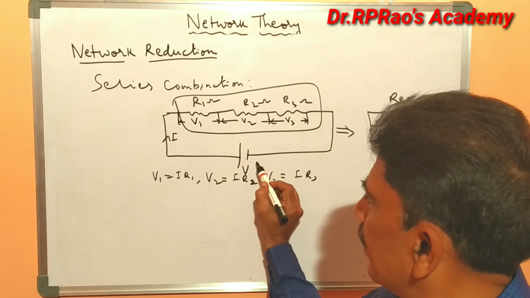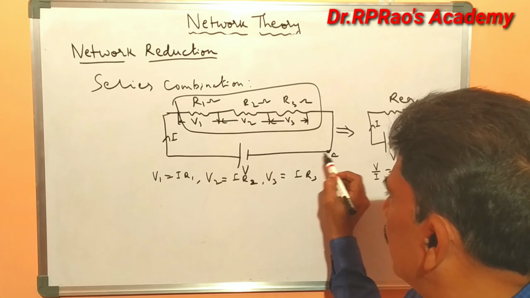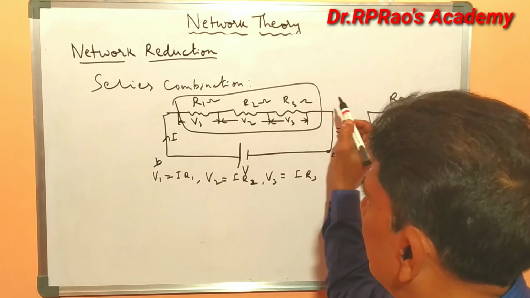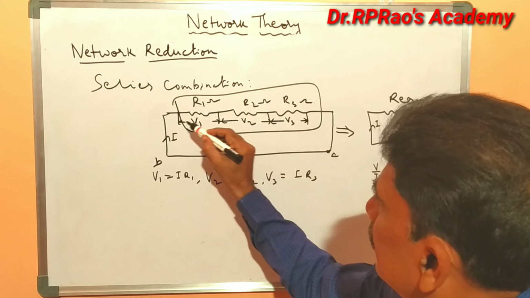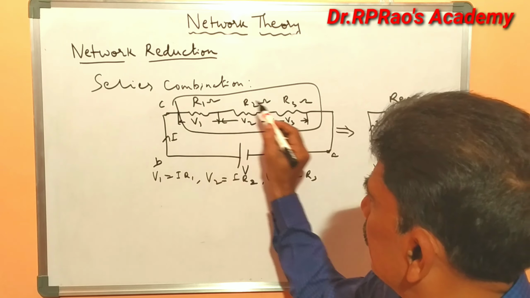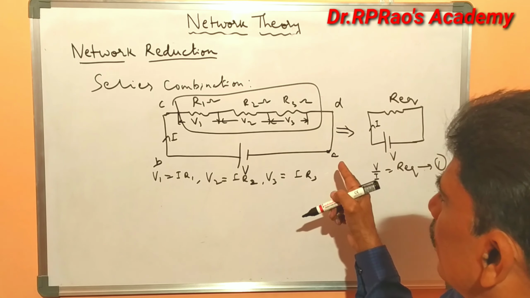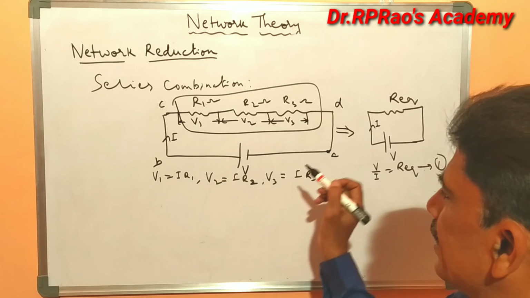Then we'll get rise in potential. Start from here, A, B, C, D. Let's consider the loop A, B, C, D, A.